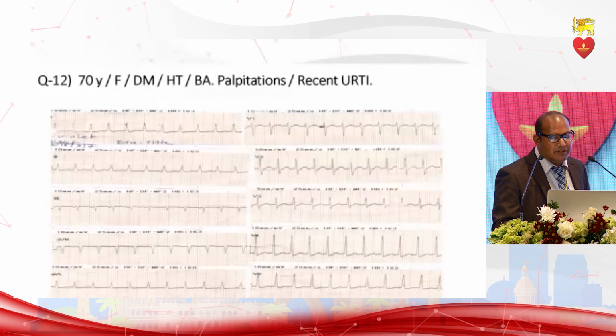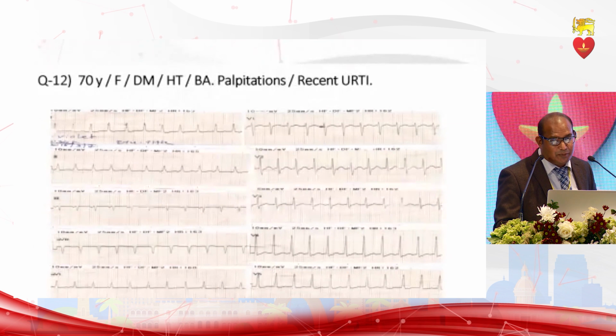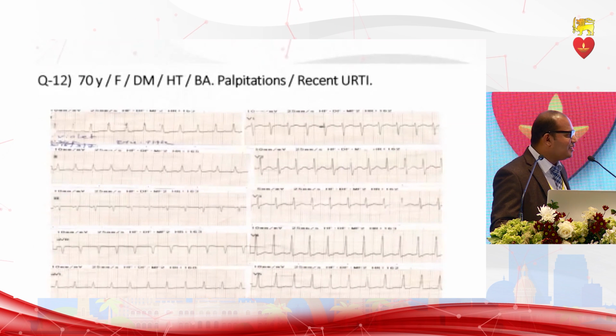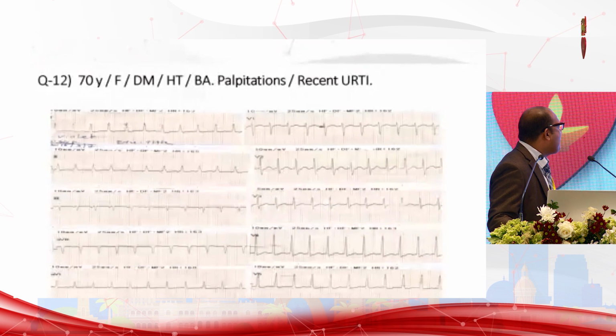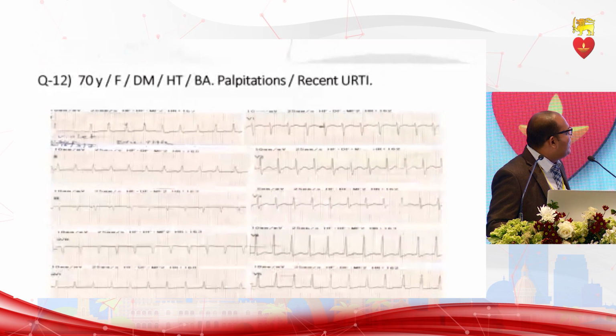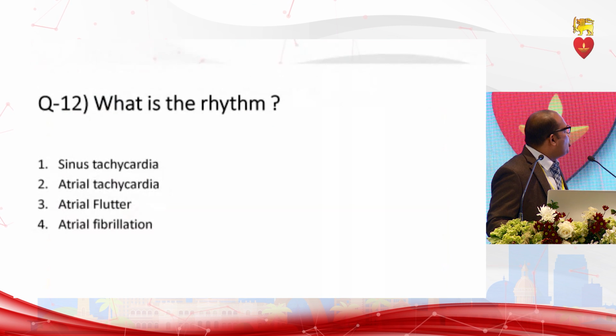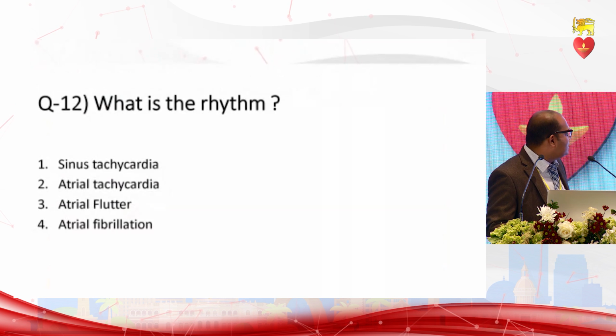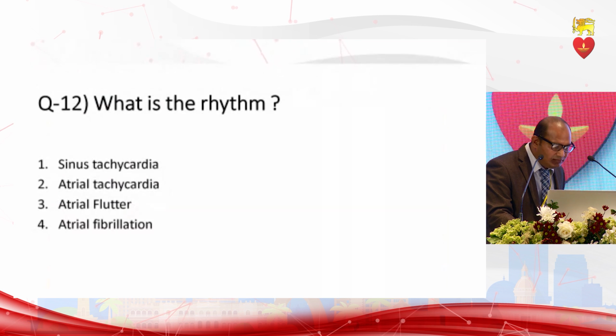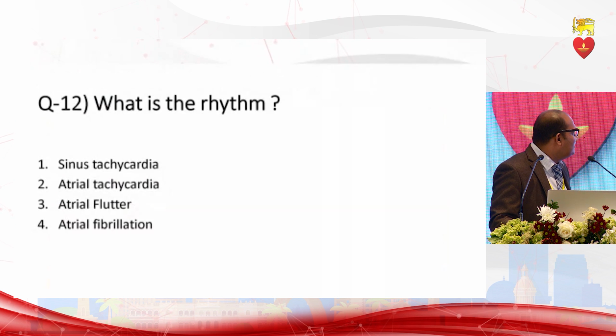A 70-year-old female presenting with palpitations, recurrent UTI, upper respiratory infections, and presenting with this ECG. We have only just 1 minute left. Is it sinus tachycardia, atrial tachycardia, atrial flutter, or atrial fibrillation?